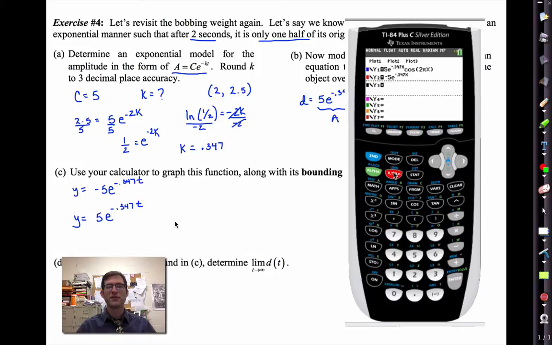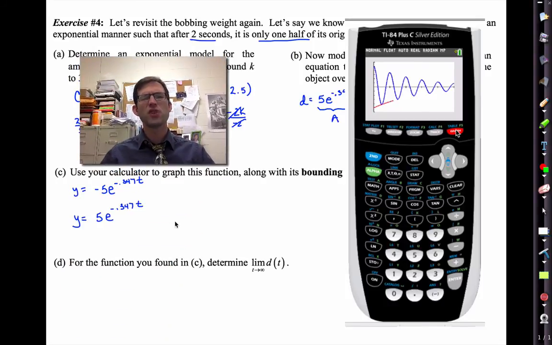Again, this will take a little bit of time. We just have to be patient and make sure that we put it in correctly. 5e to the -0.347t. Enter. All right, and now we're going to hit graph. Look at that. That's a lot better, isn't it? In fact, if we opened up the window right now, and I encourage you to do that, maybe 0 to 10, we're going to see that amplitude getting smaller and smaller and smaller.